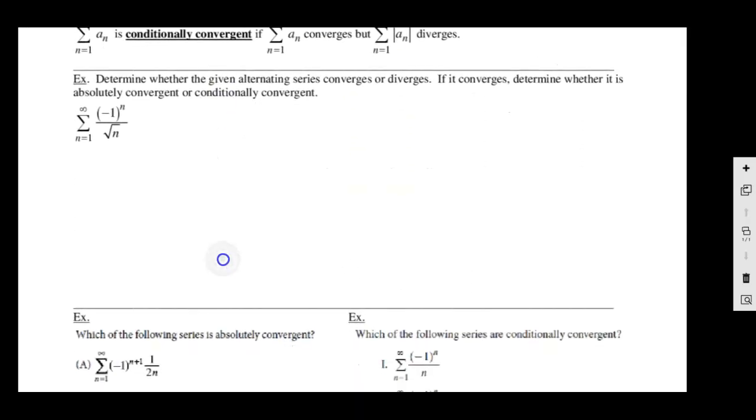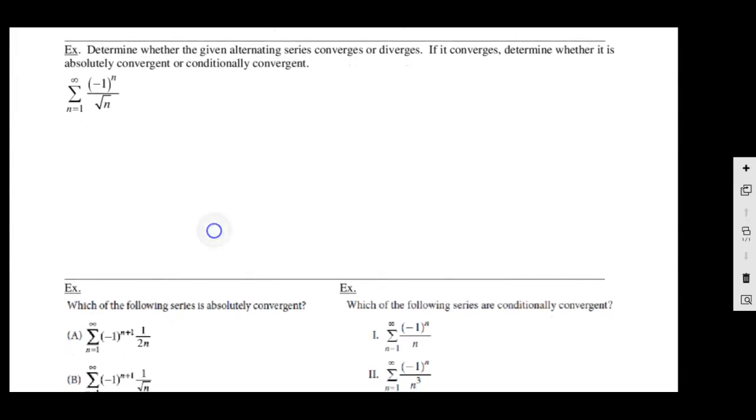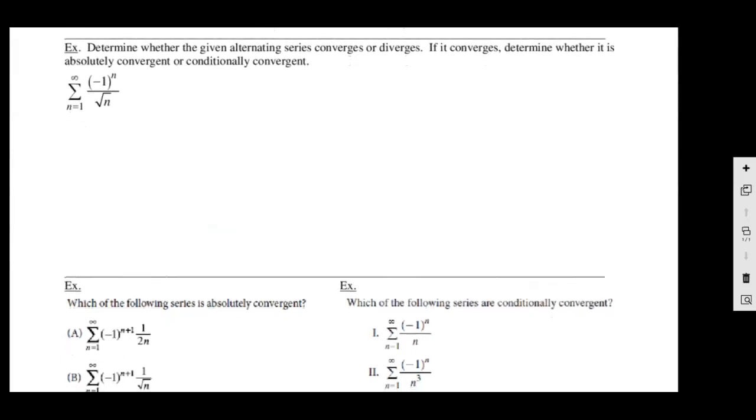We've got a couple of examples here. Determine whether the alternating series converges or diverges, and then if it converges, determine whether it's absolutely convergent or conditionally convergent. Okay, so always test the original. That's where we would want to start. Yes, this one is going to alternate in sign. The stuff that I circled is going to make that true.